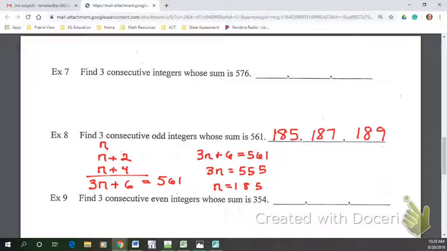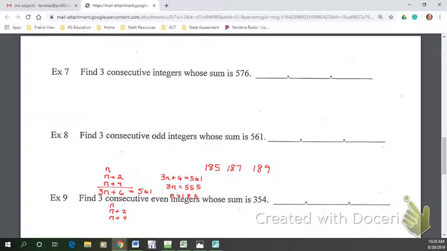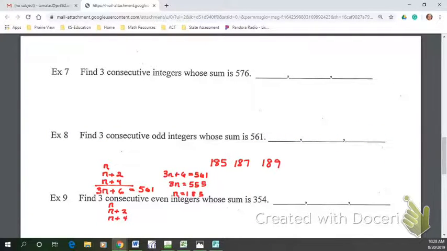Okay, next one is the same type of problem, but this time it's even integers. So let's see if this one would be represented any differently. If I call the first one n, the next even number is going to be how many numbers away? 2. So that one is also going to be an n plus 2. And the last one will be an n plus 4. So when you do the consecutive evens and the consecutive odds, the notation is exactly the same. When you do the integers, it's just plus 1 and plus 2. Okay, so what are these supposed to add up to?